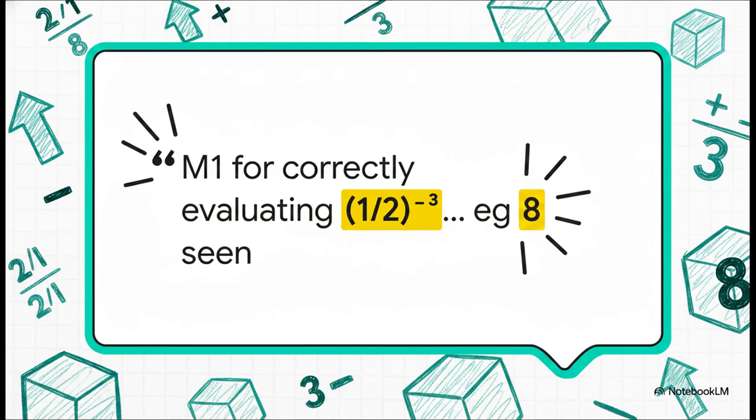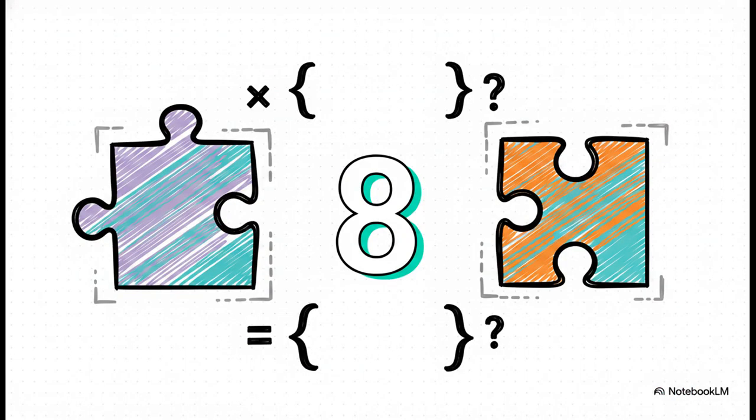And again, just like before, this is where you pick up your method marks. The mark scheme is super clear. Just by showing you know to flip it and calculate 2 cubed, you've earned another M1. It's all about showing the examiner you know the rule. Okay, so the second part of our expression is 8. And just like that, we've solved both pieces of the puzzle.